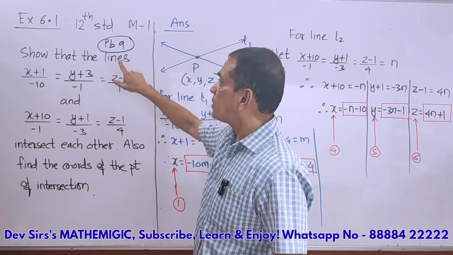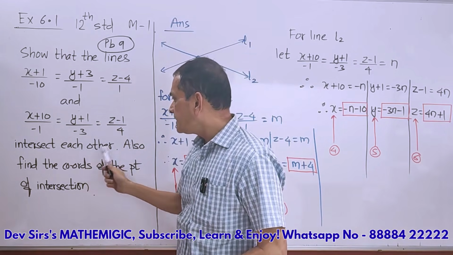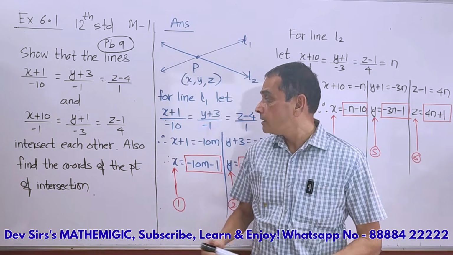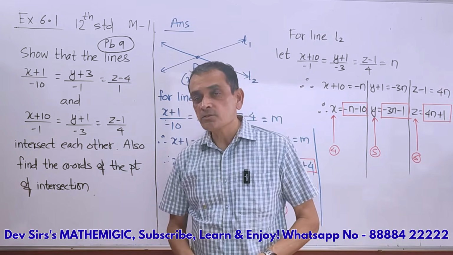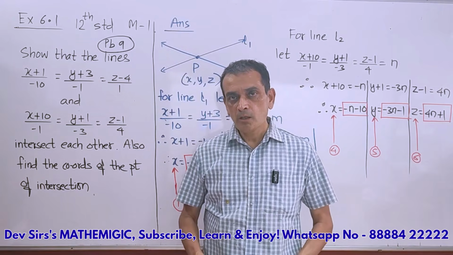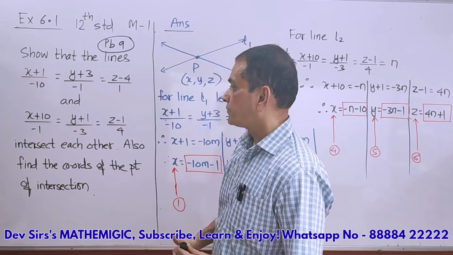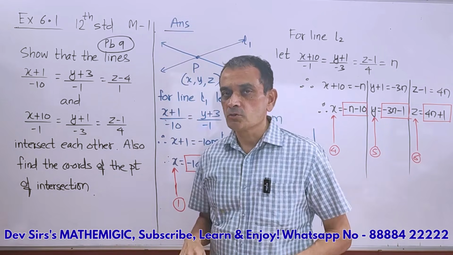Exercise 6.1, problem 9. Show that the lines intersect each other. Also find the coordinates of the point of intersection. That is the question. This is from the chapter Lines and Planes. So there are two methods to this.